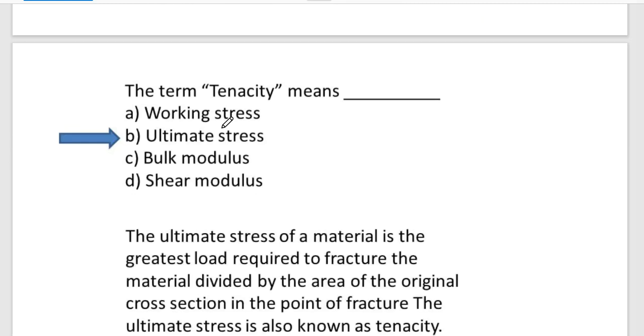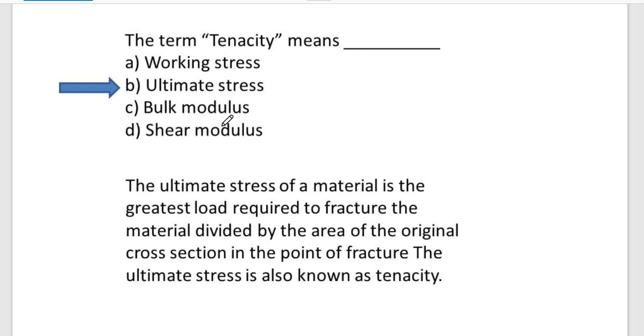Next, coming to question number 2: what is tenacity? Another name for tenacity is ultimate stress. It is the greatest load or maximum load required to fracture the material divided by the area of the original cross section. So if we divide the greatest load by the original area, we get the stress that is called ultimate stress. So option B is correct.